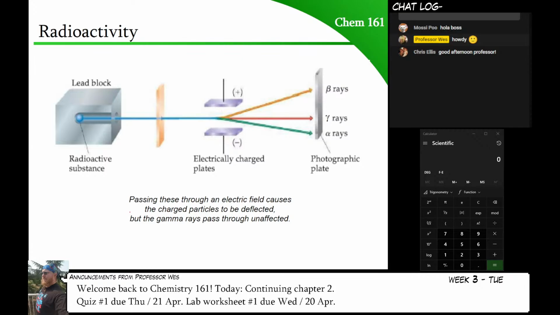Now, because electrons are much, much lighter than a helium nucleus, the beta rays get bent much further. So, not only did we learn a little bit about what charge each of the particles is, we also learned about their mass relatively. Alpha particles are much heavier, they don't bend as much when deflected by the electric field.